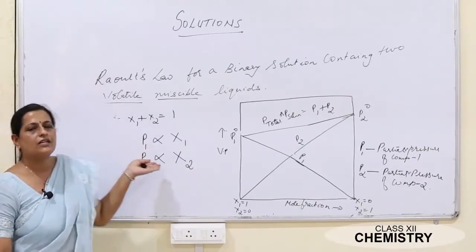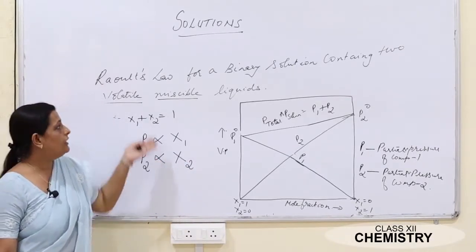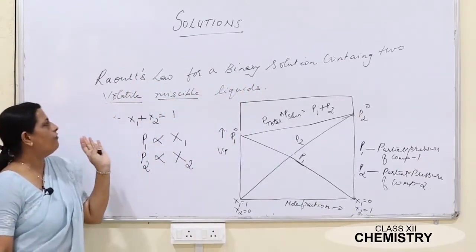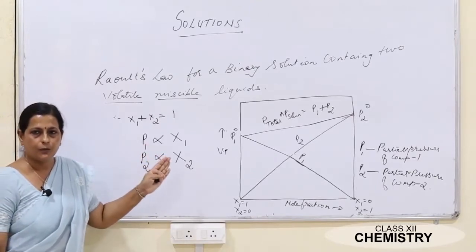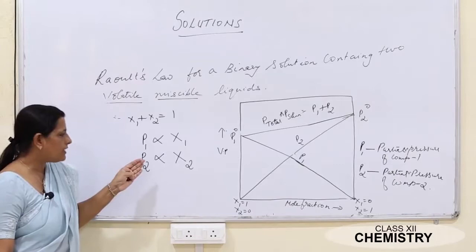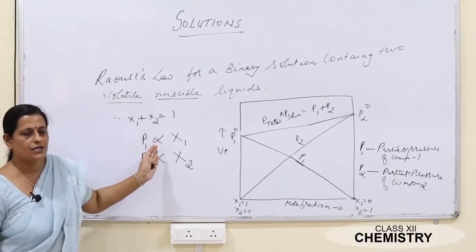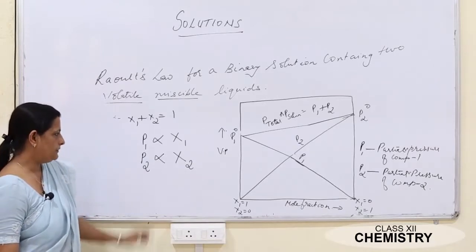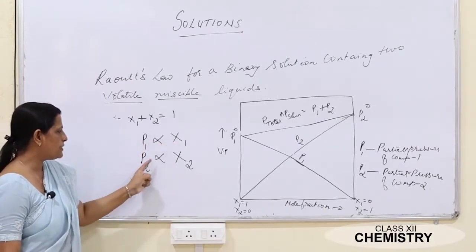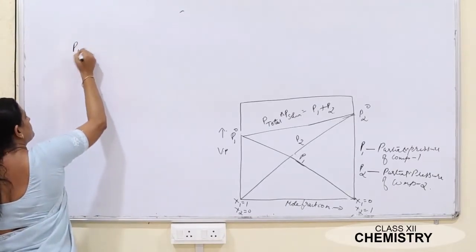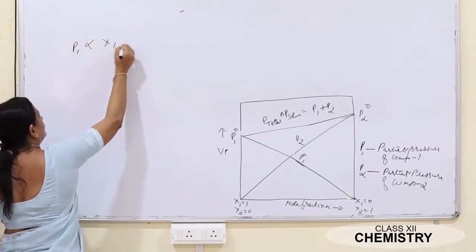So this is the definition for what? Raoult's law. When you have a binary solution containing two volatile miscible liquids, the partial vapor pressure of each component in the binary solution is directly proportional to its mole fraction. So P1 proportional to x1, P2 proportional to x2.